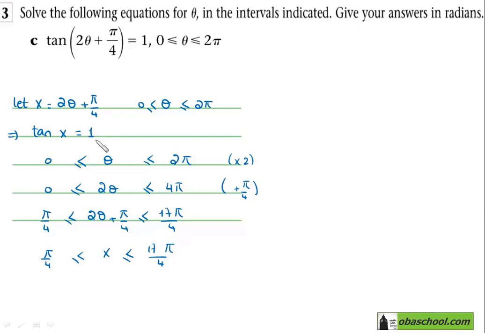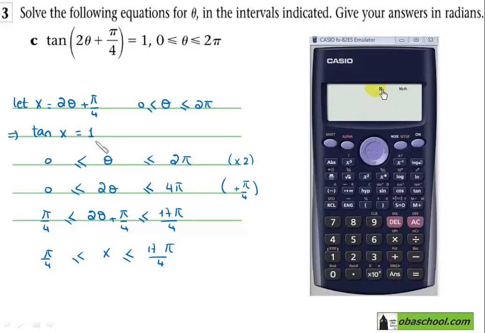Okay, we can use the calculator. Using the calculator, be careful that the unit is on radian and not degrees. x is tan⁻¹ of the value 1. Now on the calculator, shift tan 1 equals π/4. We accept it because in the interval x is greater than or equal to π/4.